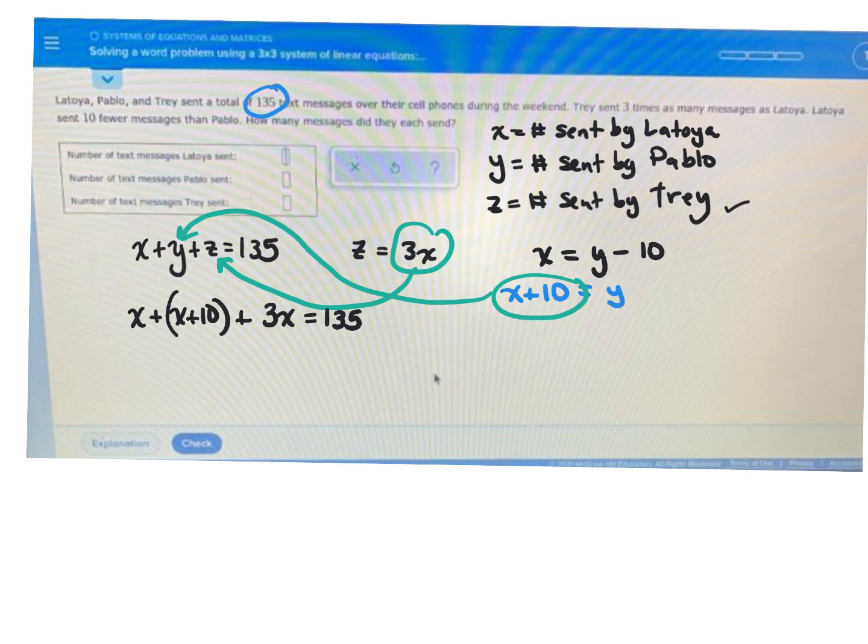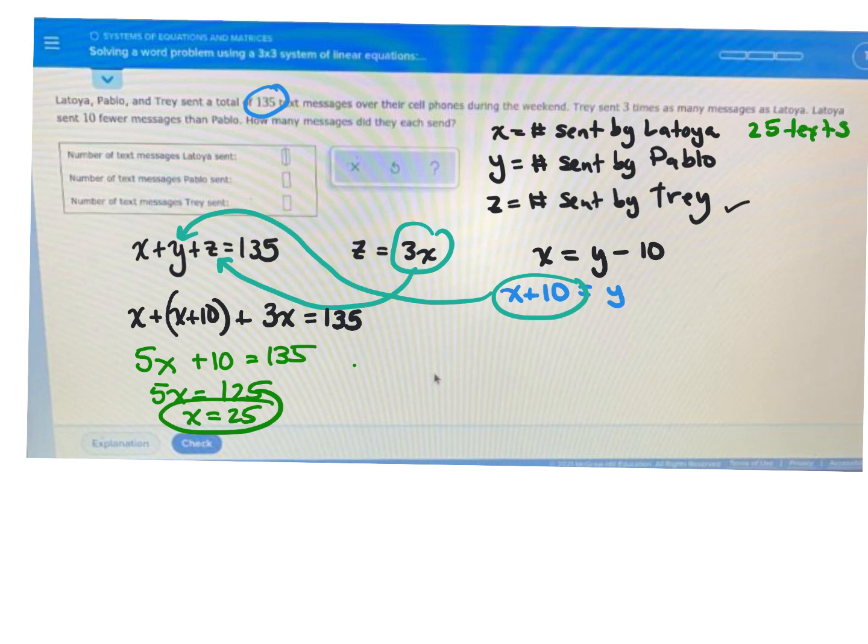And so now all my variables go away to 1, and I can just solve for X. So I get 5X, because I have 1, 2, and then 3, plus 10 equals 135. So 5X equals 125. So dividing by 5, X equals 25. So 25 is Latoya, so she sent 25 texts.